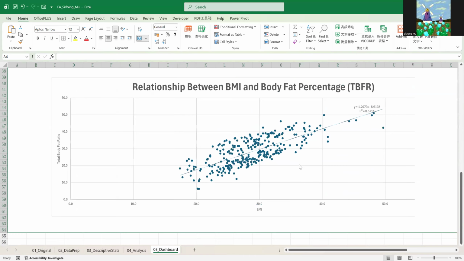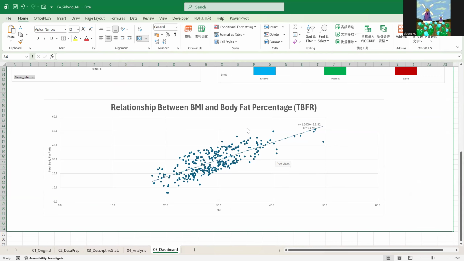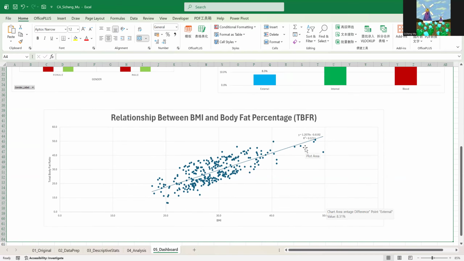For the second question, I looked at the relationship between BMI and TBFR. The scatter plot shows a clear positive trend. As the BMI increases, the body fat percentage also increases. The trend line has an R square of 0.5711, which means the relationship is moderately strong. BMI explains a large part of the variation in body fat, not all of it, because people with the same BMI values can still have different levels of body fat.